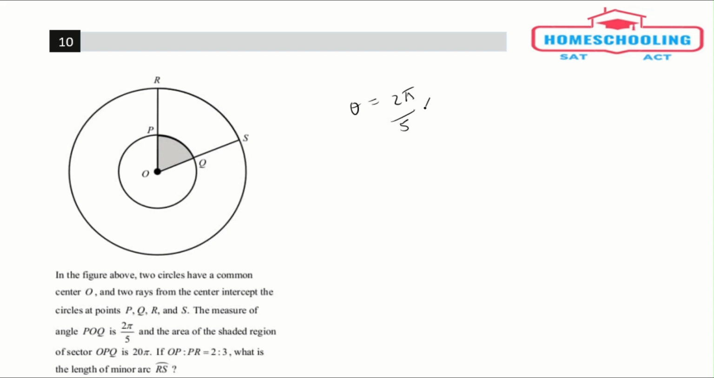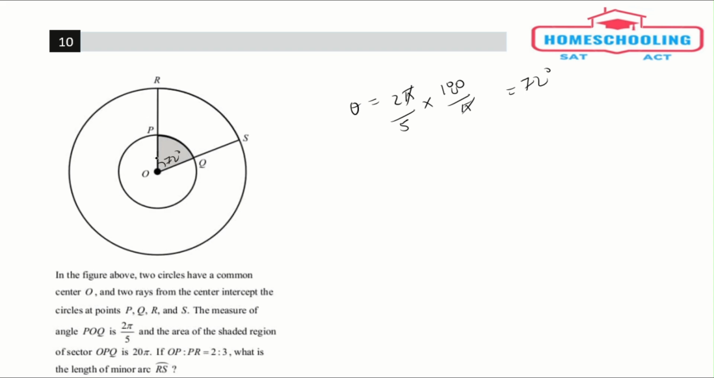To convert it into degrees, multiply by 180 degrees by pi. That gives 36 into 2, so the angle would be 72 degrees. So angle POQ is 72 degrees. Now the question says the area of the shaded region of sector OPQ is given.